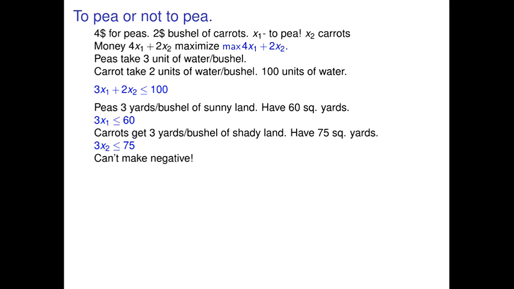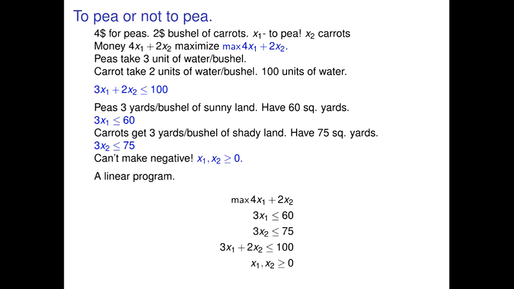Now, you can't make negative. You can't grow negative amounts of peas and just grow more carrots, right? So you have these other kinds of constraints. Now this is basically it. This is what the problem is. I've coded up this word problem into just a system of inequalities and maximizing some objective function. And they're all linear, right? There's no squares here. I didn't do x1 squared or x1 times x2.